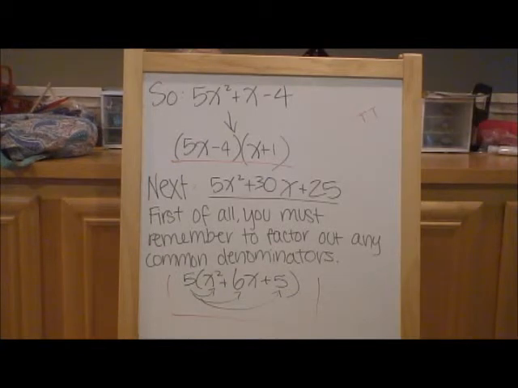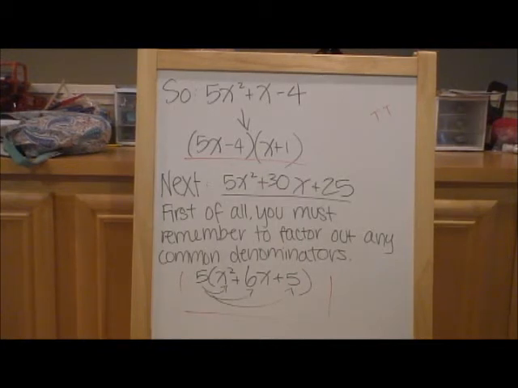So 5x squared plus x minus 4 factored is 5x minus 4 times x plus 1. Congrats. Next problem. 5x squared plus 30x plus 25. First of all, you must remember to factor out any common factors. So for this equation, you can easily factor out an x.